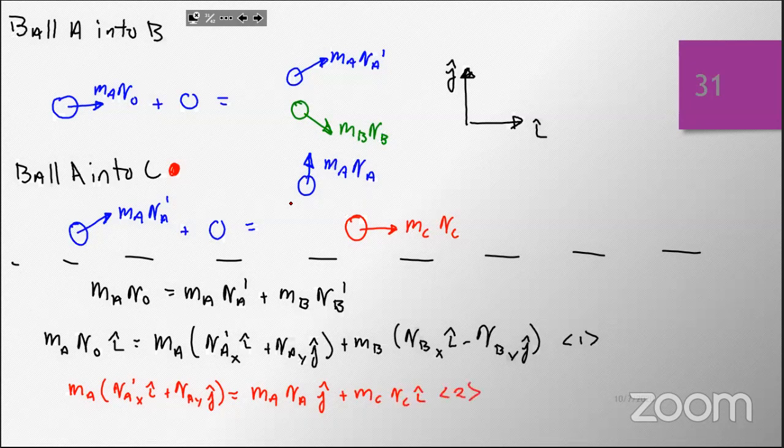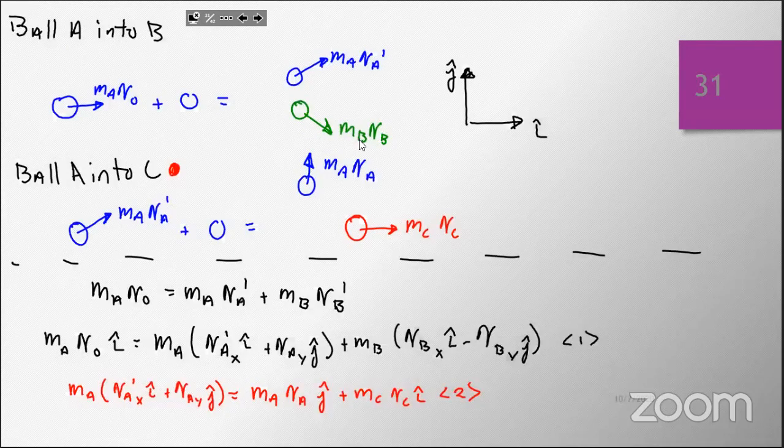This is equation 2. Now, take a look at this. I have an expression for MA VA prime X in the I plus VA Y prime in the J. I can move this whole equation right into this spot, right? I can do that. And that's what we're going to do. We're going to manipulate that and come up with one equation, and then we're going to break it into components.